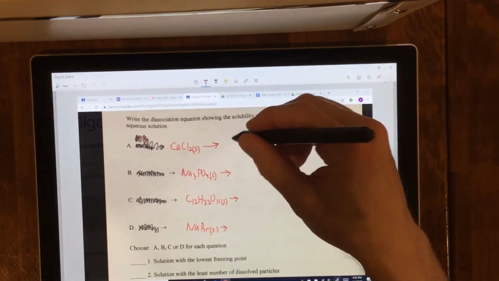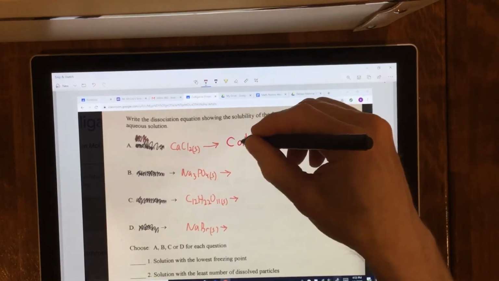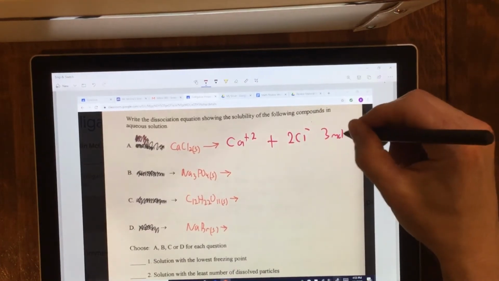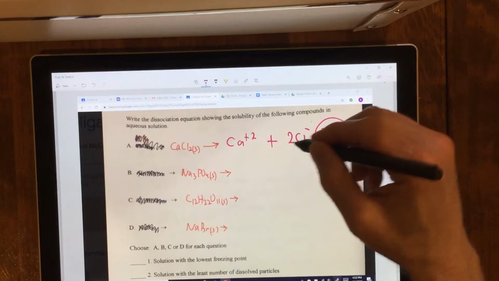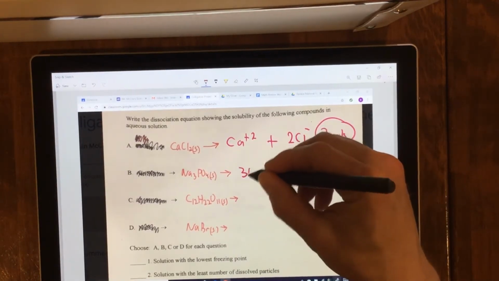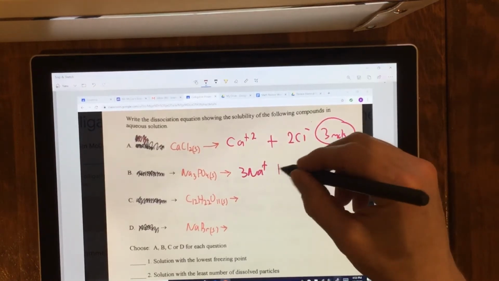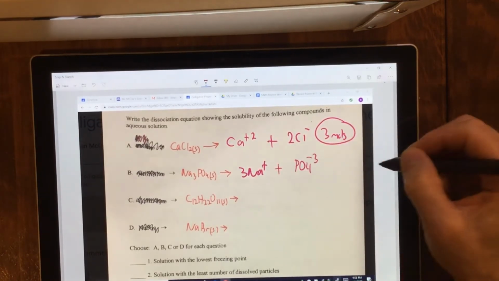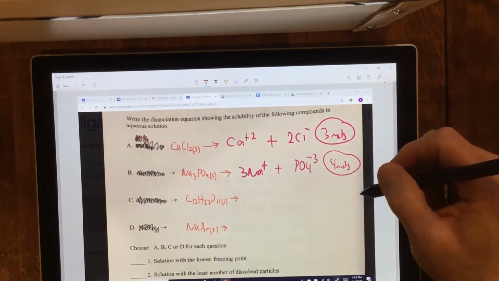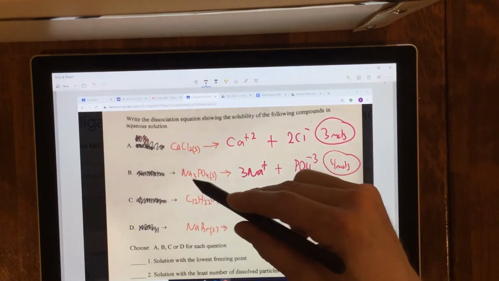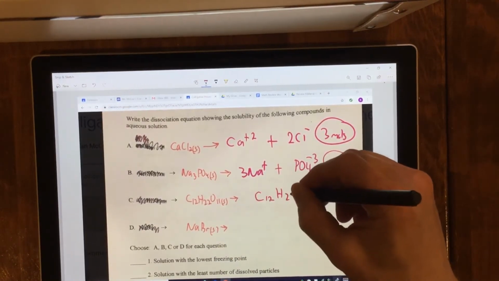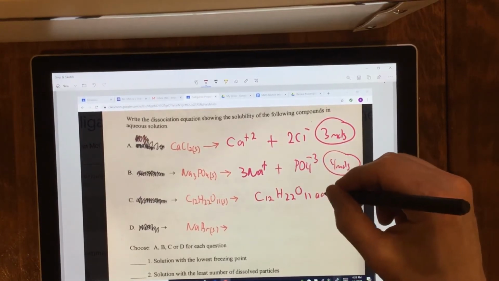CaCl2 dissociates into Ca2+ plus 2Cl-, so that's 3 moles of dissolved particles. 2 of those and 1 of those. Why? Because 2 Cl is 1 Ca. Na3PO4: I have 3 Na+ and 1 PO4 3-, so there's 4 moles of dissolved particles. 3 of those, 1 of those. And then this is covalent, so it actually doesn't dissociate. It stays together. It's just aqueous.